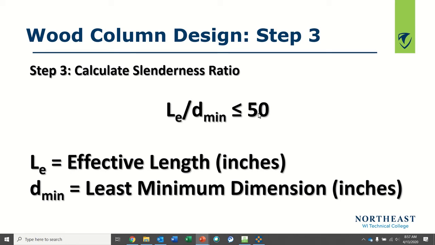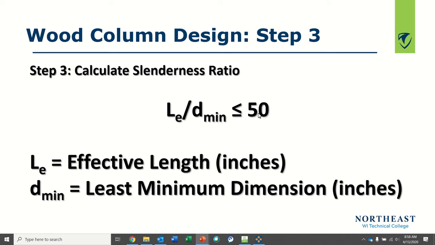So if we take, okay, it was 14 feet times 12. In the previous example, it was 168 inches divided by 1.5. Oh boy, you ready? I get 112. So we're not doing good. Typically that's kind of a long stud without bracing. So now I'm going into a little more advanced analysis here.